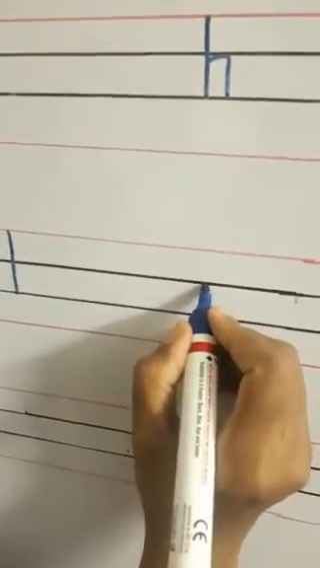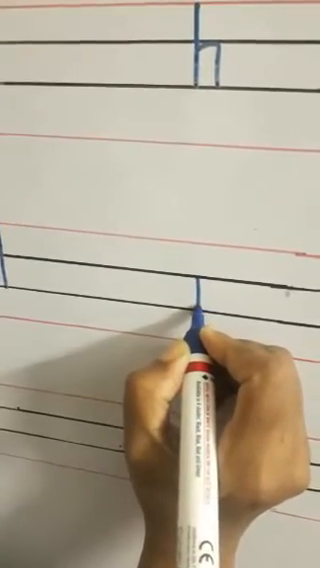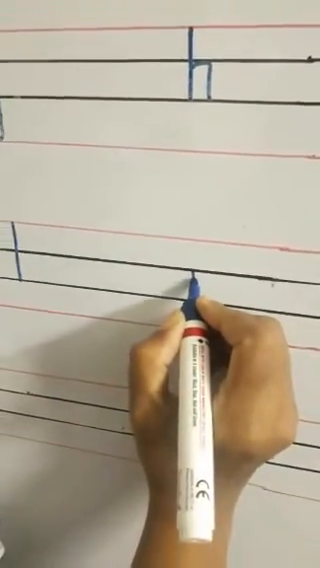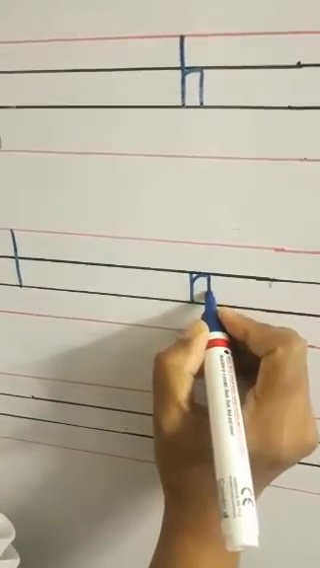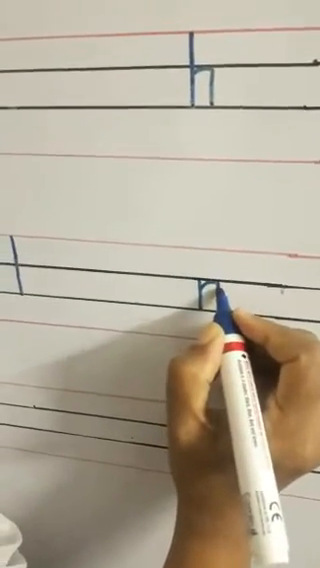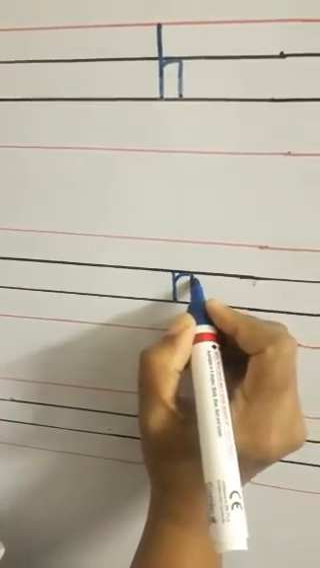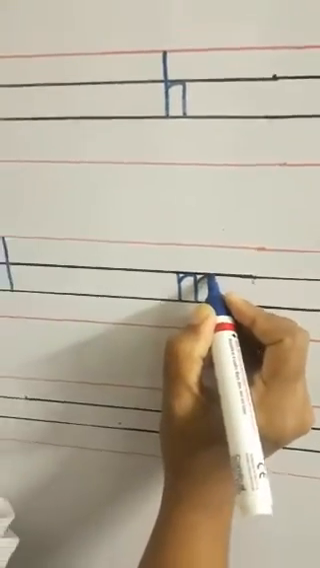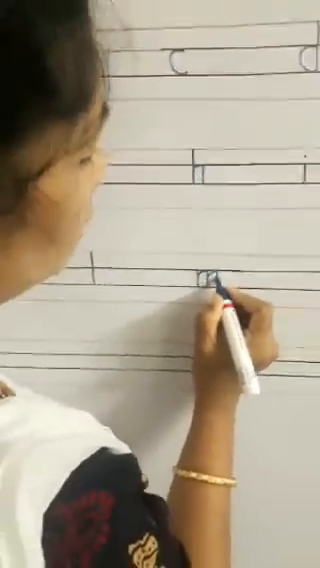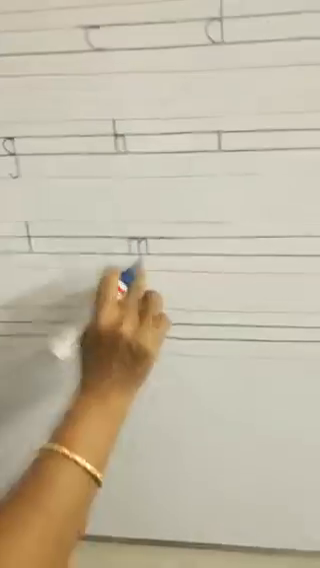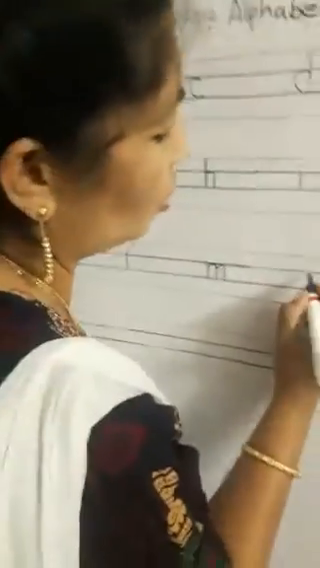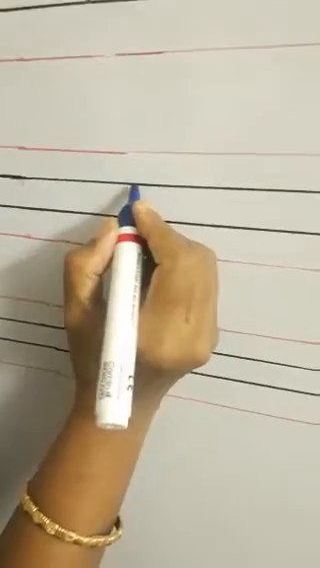M, very good. Start from the middle and draw a standing line to the bottom and again make a small curve and one more standing line to reach the bottom and again go to the middle and draw one more standing line, small curve and one more standing line to reach the bottom. This is small letter M. M after what? N. Very good. You are very good children. Are you following me? Yes.